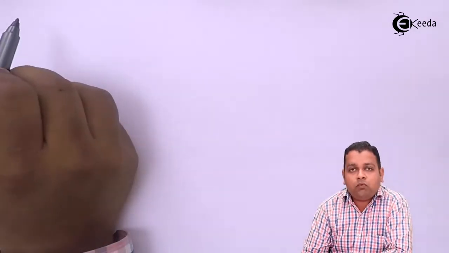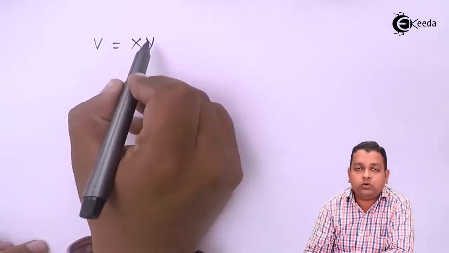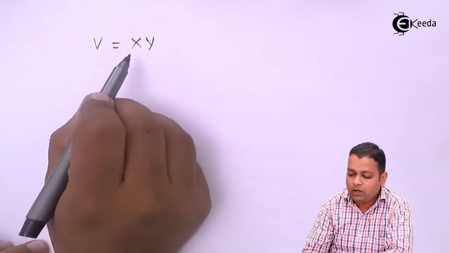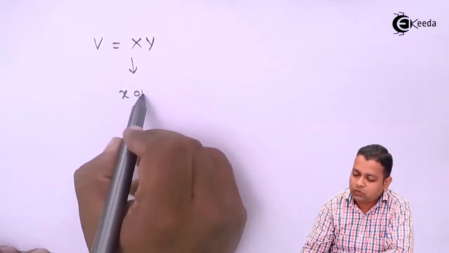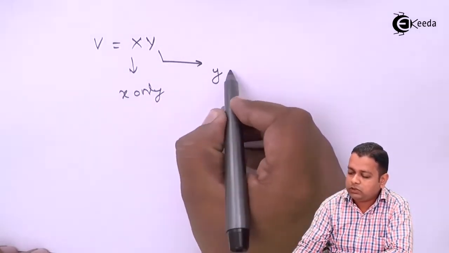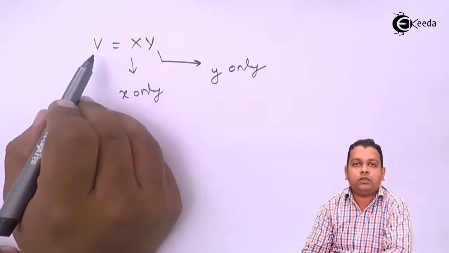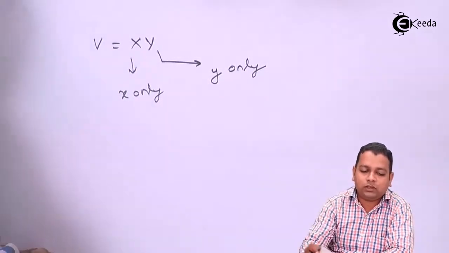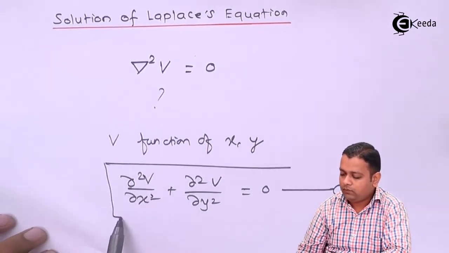The reverse way we opt for is that we assume the V value is something X into Y in capitals, where capital X is the term formed by small x only and capital Y is the term formed by small y only. At that time V will be the solution of this Laplace equation. So it will have this form.